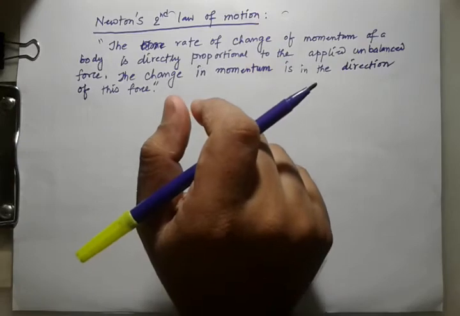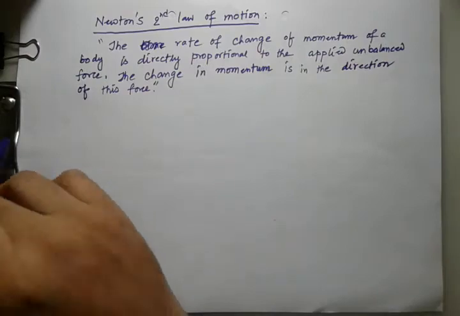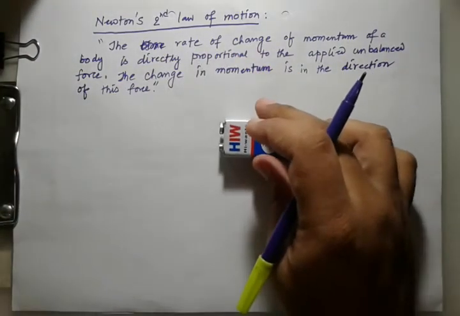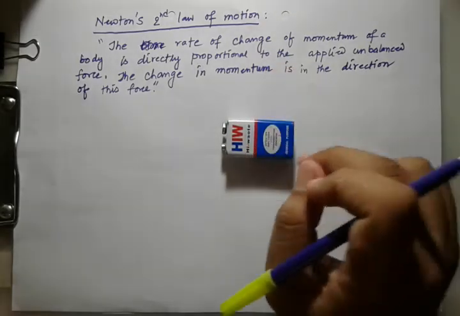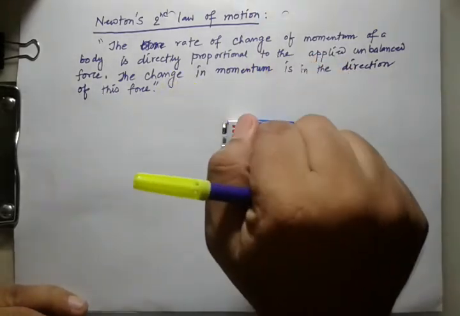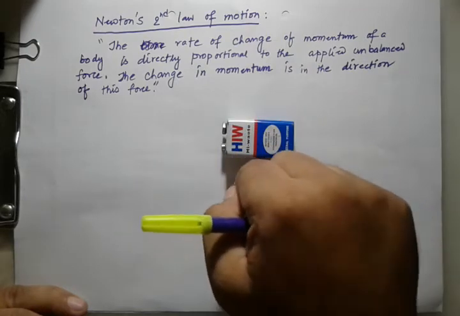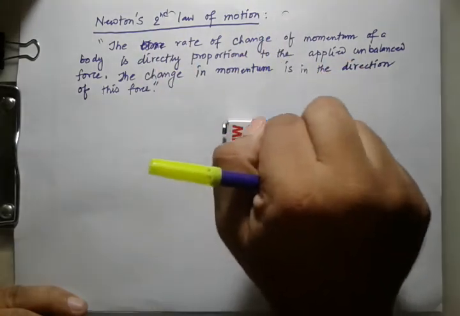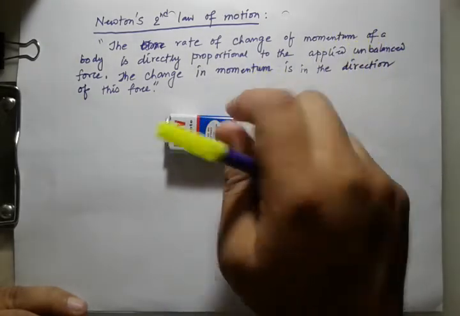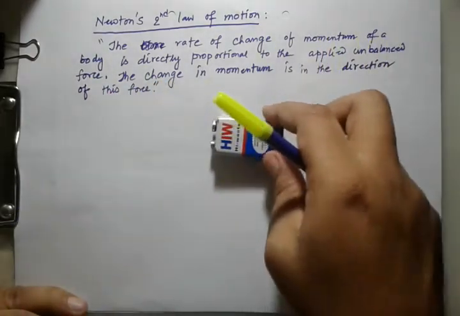Before that, I want to tell you what the meaning of this is. Again we take one object here. This object is at rest, which means the momentum of this object is 0. That means a balanced force is working on it. The weight is working in the downward direction and everything is balanced, which is why it is at rest. Now if I apply a force from this side, the object will start to move in this direction.